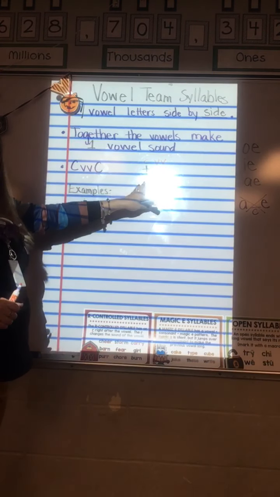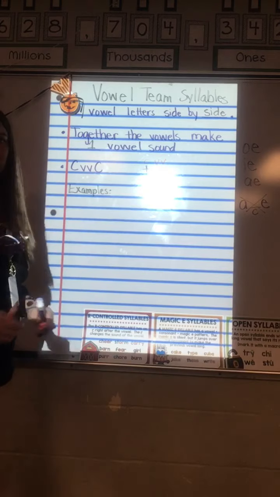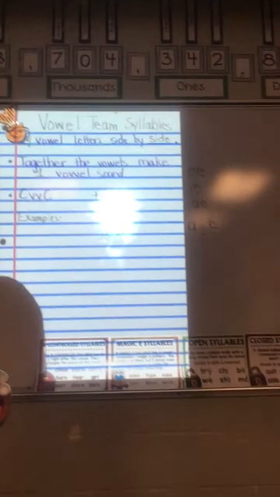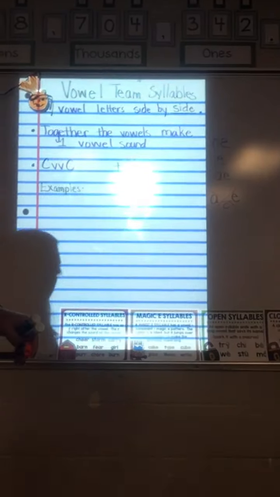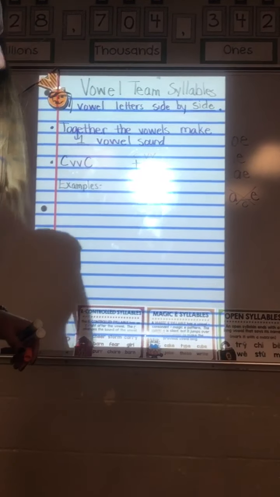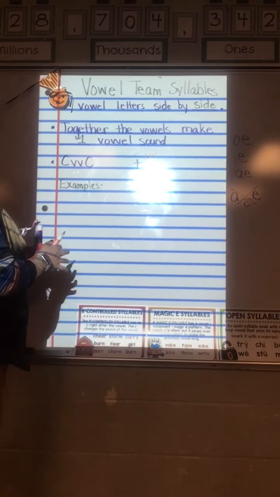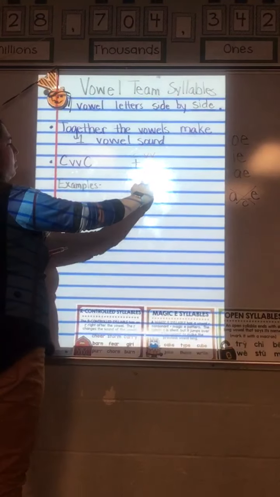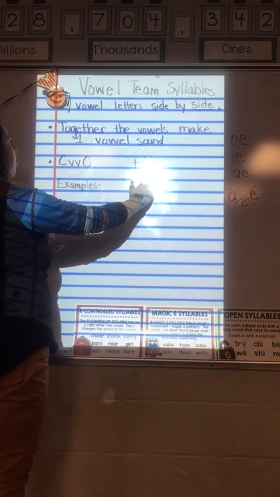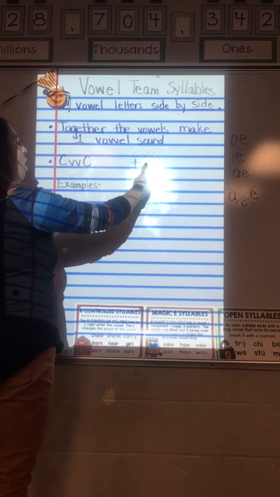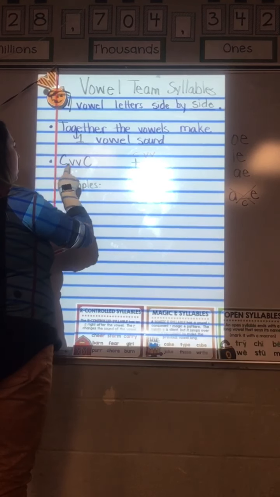All right. Did this follow our pattern? Kind of hard to see. Okay. So it says two vowel letters side by side. There's our first one. Together they make one sound. They make O. And they follow the pattern C, V, V, C.